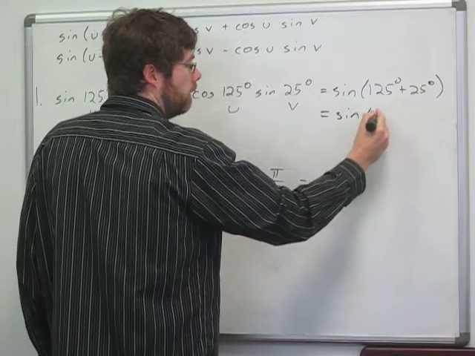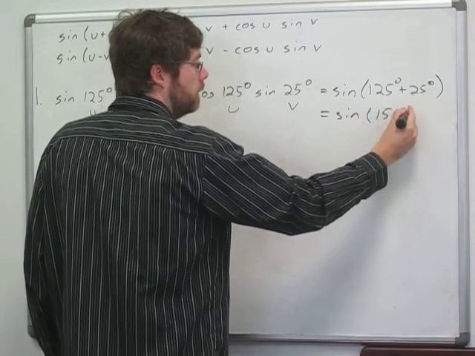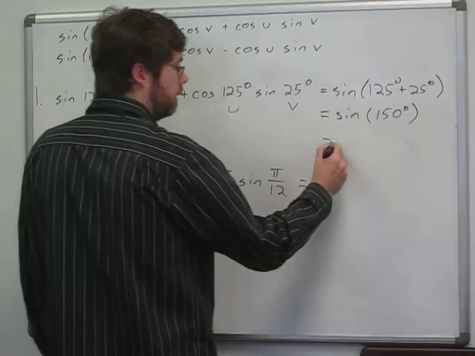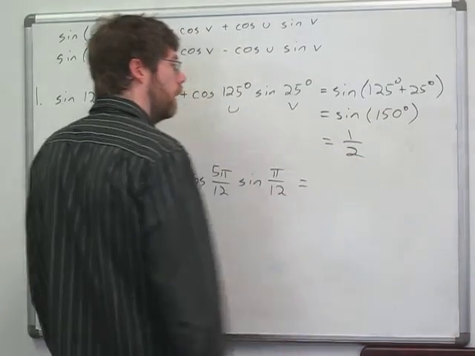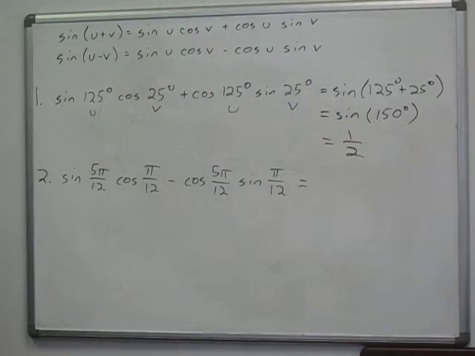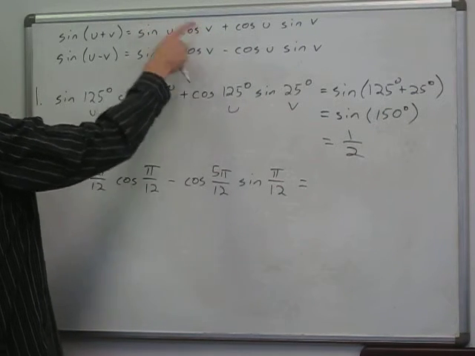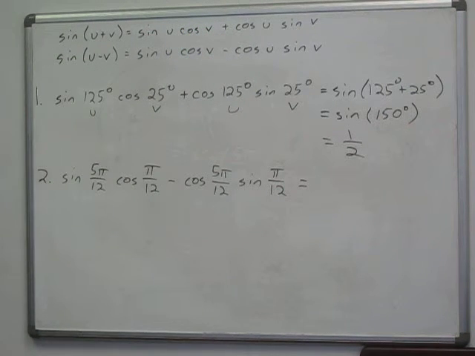And adding 125 and 25, I get 150 degrees, which is one of the special angles on the unit circle. I know that this value is 1/2. Right? So in this problem, we started with something of the form on the right side and went over to the left to evaluate the expression.